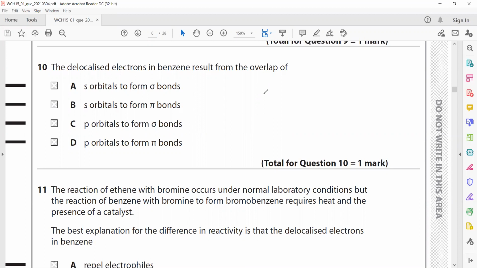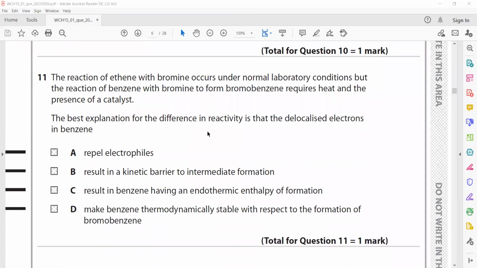Carbon is forming a bond with a p orbital, and due to partial overlapping when the axes are parallel, it will form a pi bond. So in the benzene ring, there is a p orbital involved in the formation of the pi bond. The reaction of ethene with bromine occurs under normal conditions, whereas the reaction between benzene and bromine to form bromobenzene requires heat. So both reactions can occur.